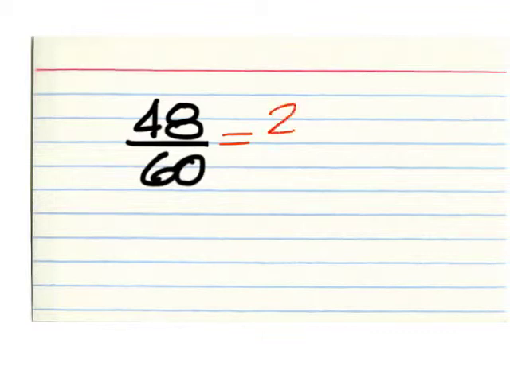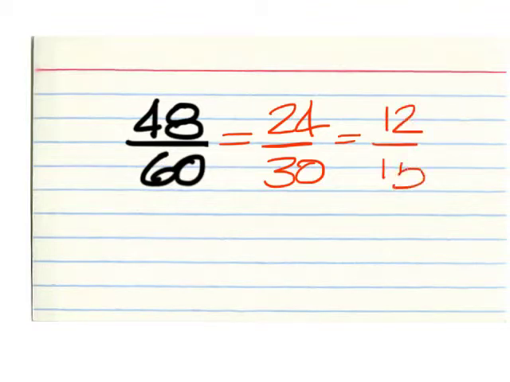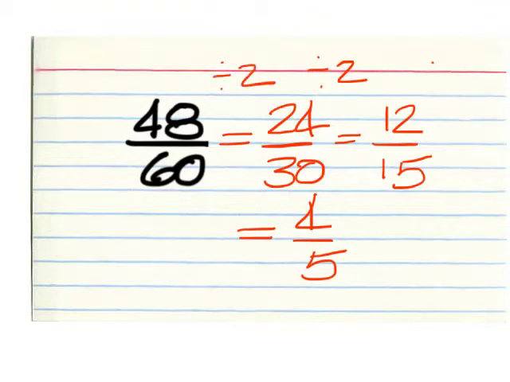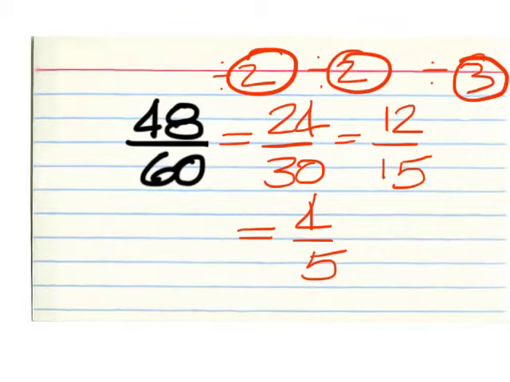Solution for this bonus. You can start with even numbers by cutting them in half. You can have 24 over 30 and still go to 12 over 15, but then they're both divisible by 3, so it's 4 over 5. What number would have gone into them both? What's the highest number that could go into 48 and 60? If I divided by 2, and then by 2 again, and then by 3, what's 2 times 2? 4 times 3, 12. You can divide both of these by 12 and be finished.